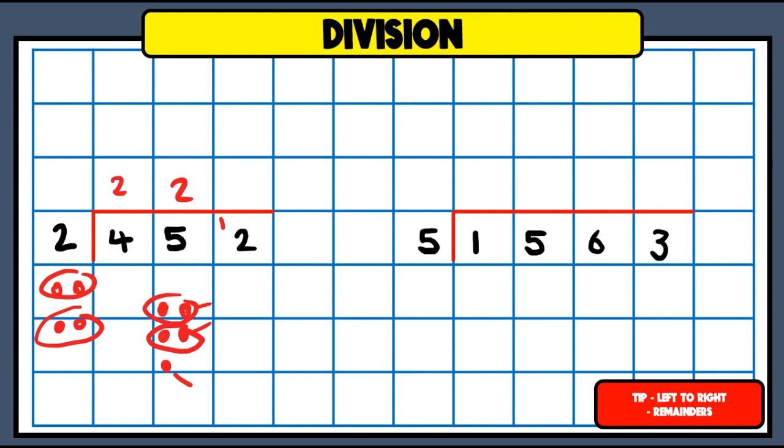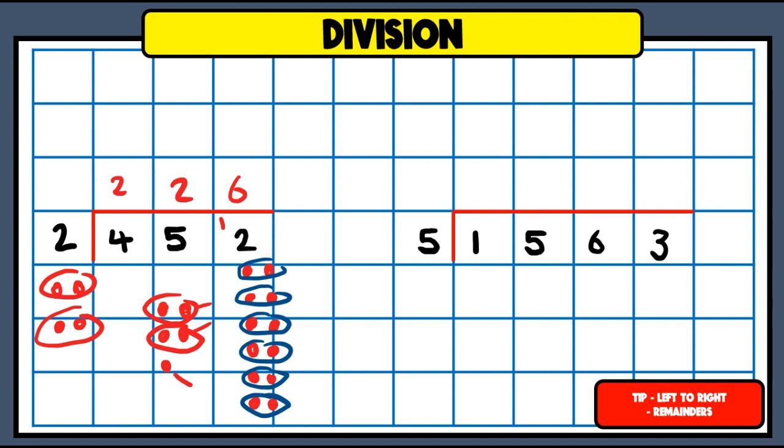Next, how many times does 2 go into 12? Let's do our 2s until we hit the number 12. 1, 2, 3, 4, 5, 6, 7, 8, 9, 10, 11, 12. Okay, let's count these groups then. We've got 1, 2, 3, 4, 5, and 6. So there you go. How many times does 2 go into 12? 6. So the answer is 26.